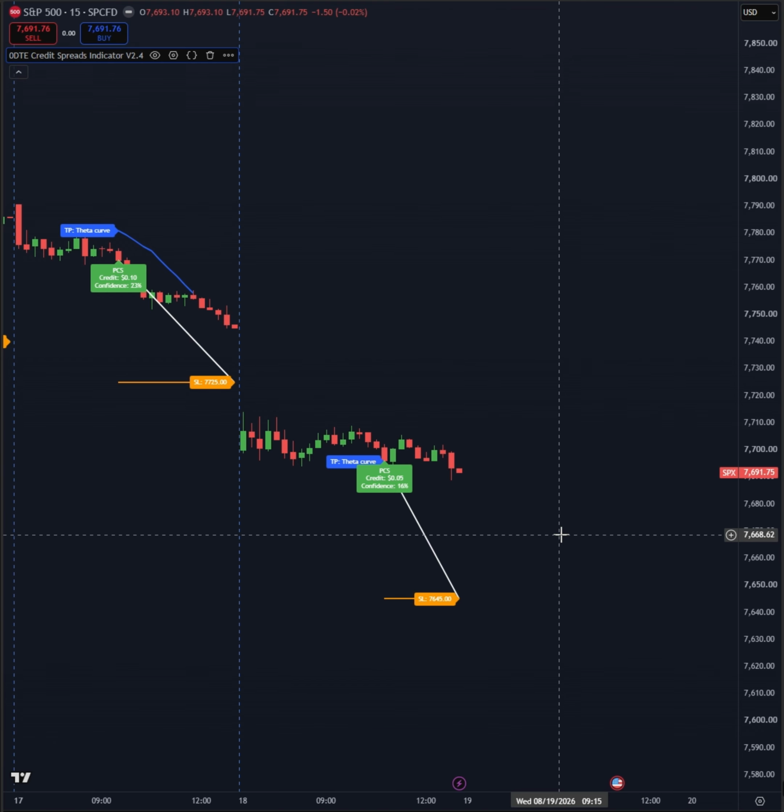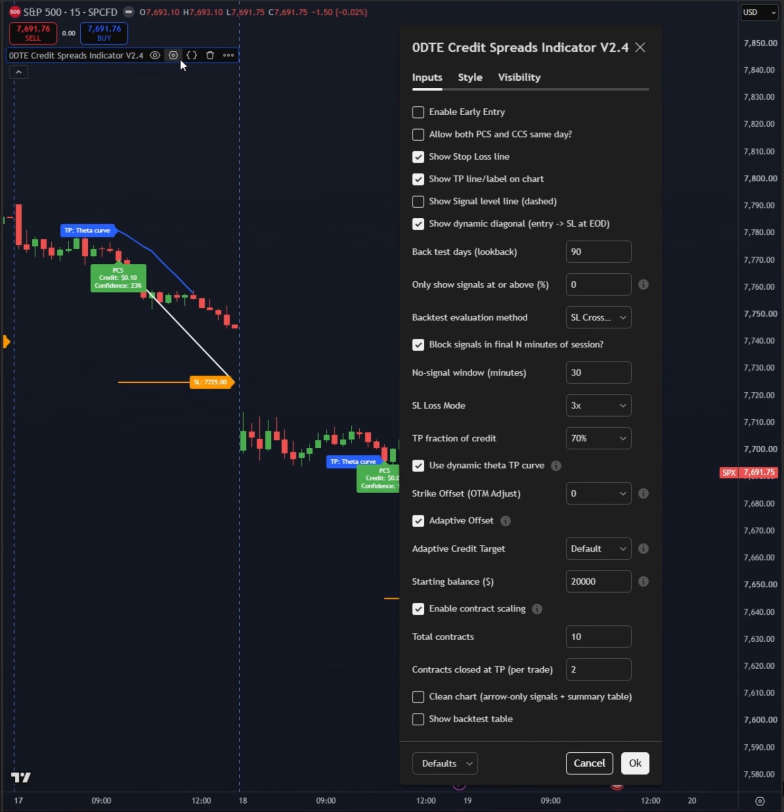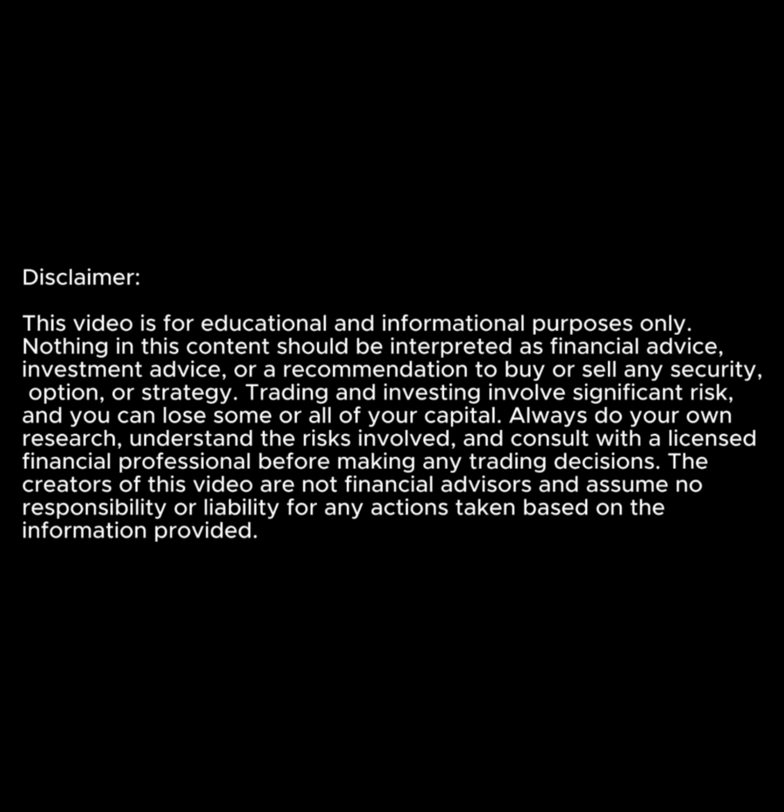So that's it. That's the new updates. Hopefully you guys enjoy it. Again, all the other features are exactly the same. Nothing's changing with signals and confidence percentage and all that. The only thing that's changing is now we have this theta curve and contract scaling and account balance. So all the new changes only impact the backtest data to show what true profit and losses would be like.